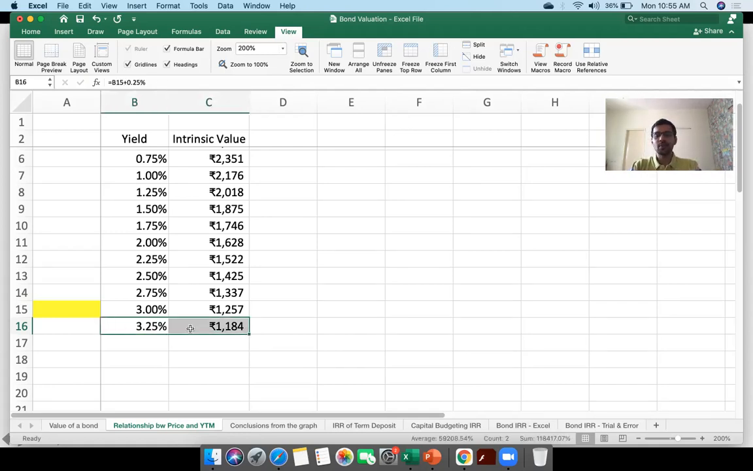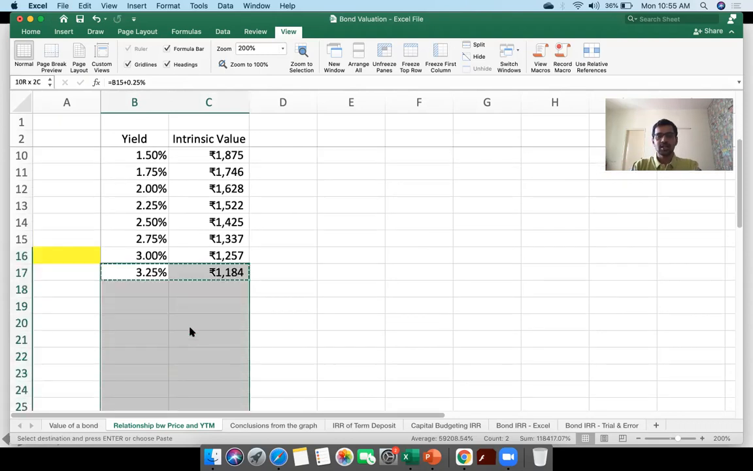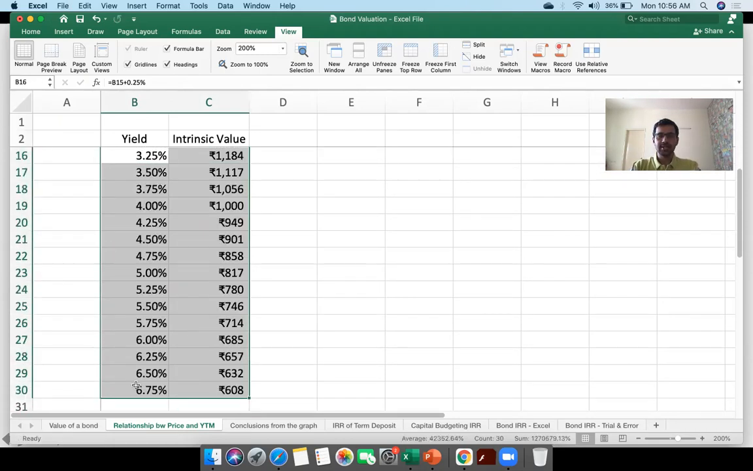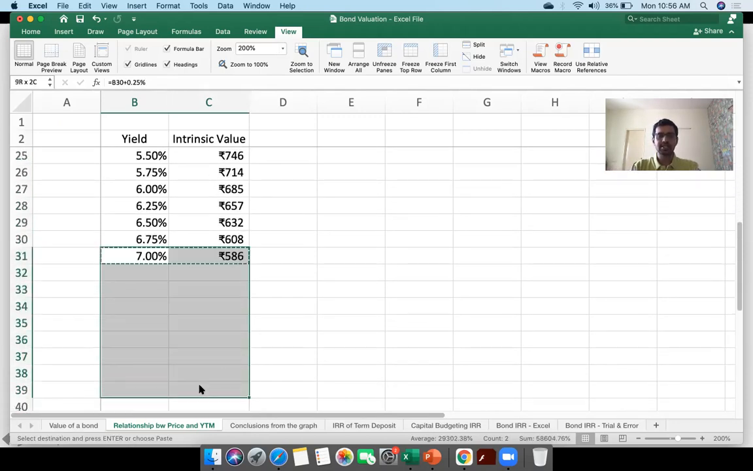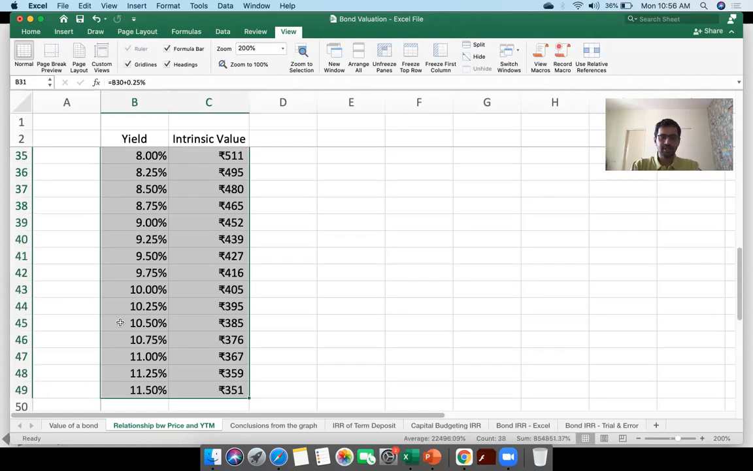In the same way, I'm just dragging on the upside, let's go up to 7%, or maybe let's actually go up to 10%. On the upside, we don't have any limitation.